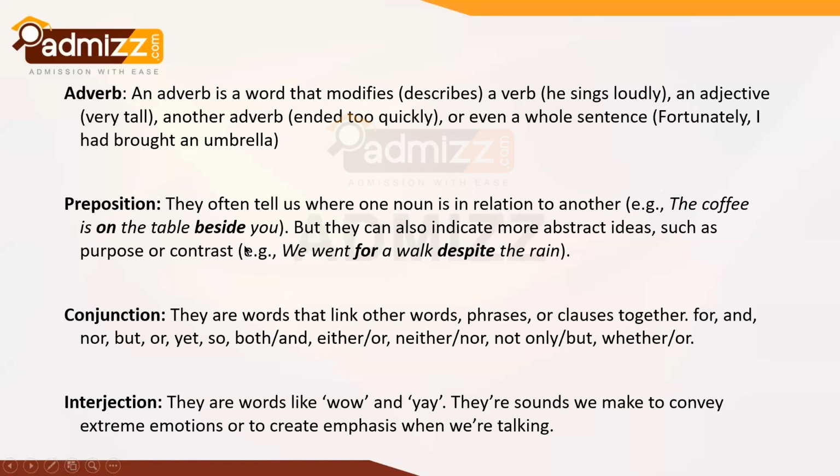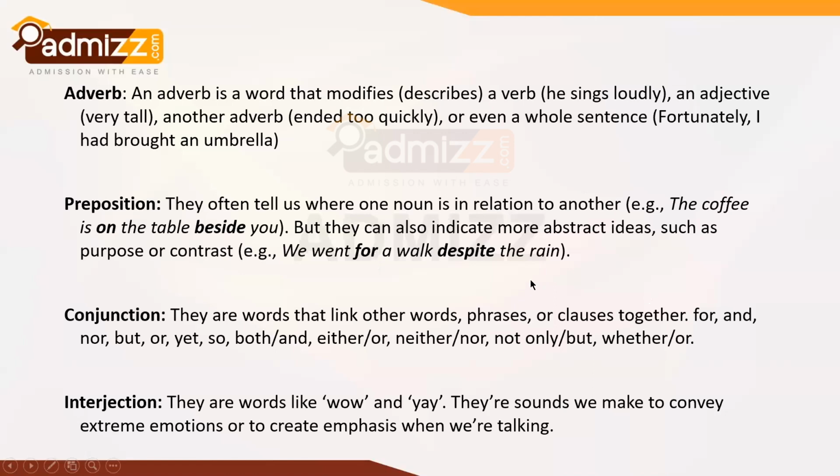So on describes that the coffee lies on the table. That is to mean it lies above the table, right on the table. It is staying there. And beside represents that the table is right beside you, right? That is to mean it is at your side, right? So on and beside are used to describe the location of a particular thing or a particular noun in this case, which is coffee. So they are prepositions.